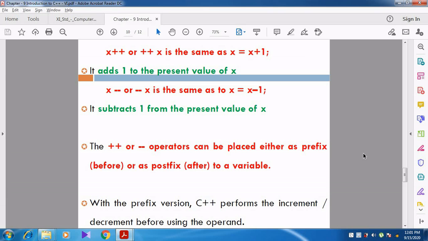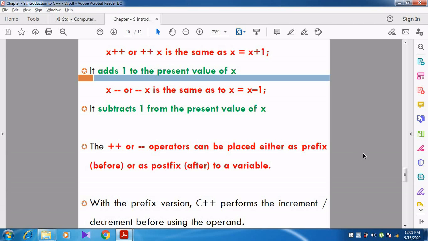And then the increment operator, that is plus plus, and the decrement operator, minus minus, have two forms. What are the two forms? That is postfix and prefix. One is postfix and another one is prefix.